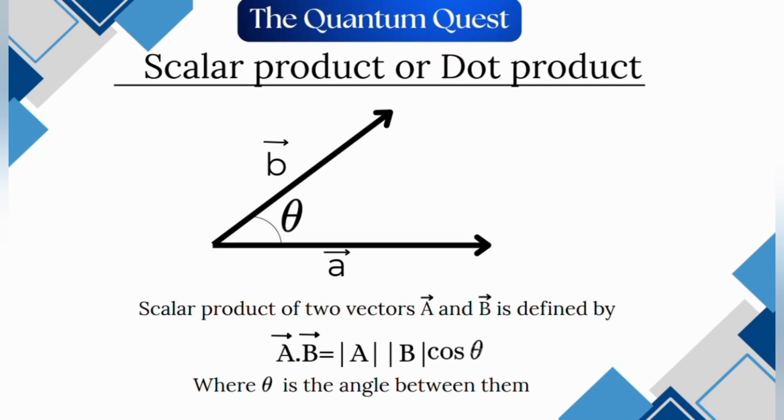If we have two vectors, vector A and vector B, the angle between them is theta as shown in the figure. The scalar product or dot product of these vectors is given by A dot B equal to mod A mod B cos theta. If the values of vector A, vector B and theta are given, we can find mod A, mod B and the value of cos theta. Then we multiply together, we get A dot B. This is a scalar quantity.